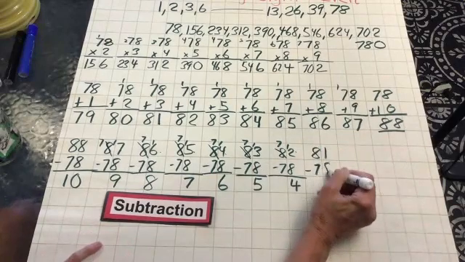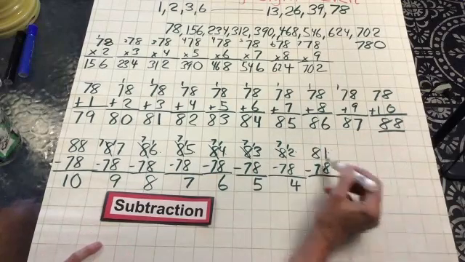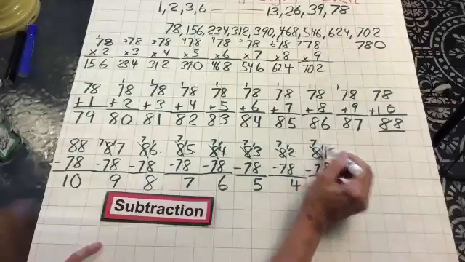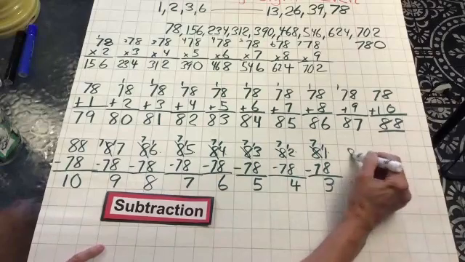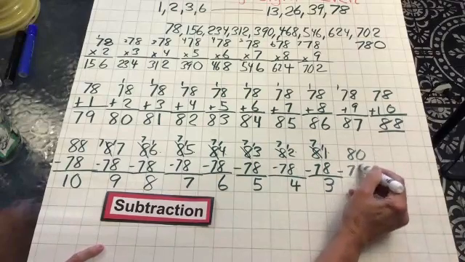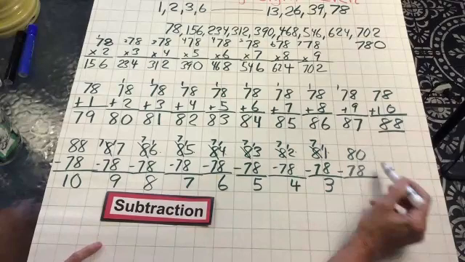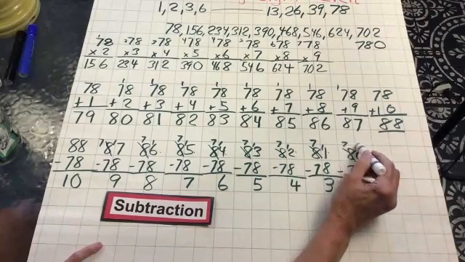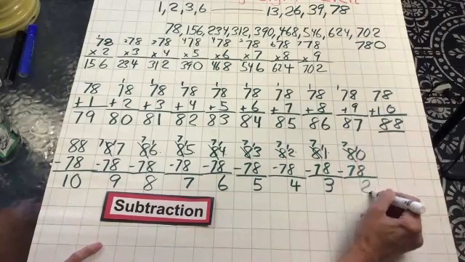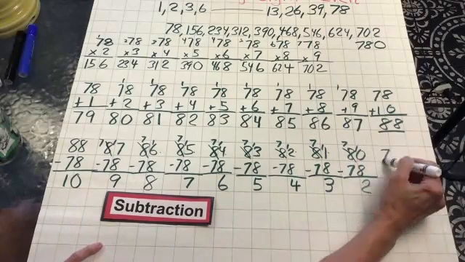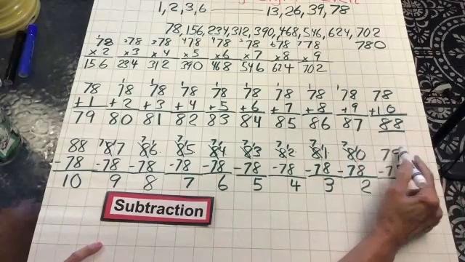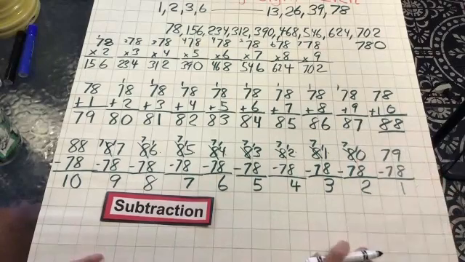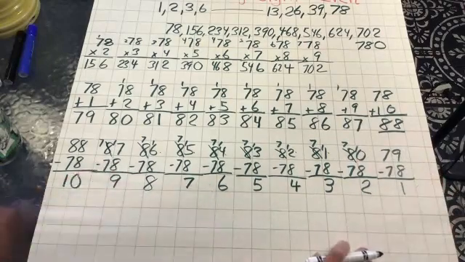81 minus 78. 8 from 1 cannot do. Borrow from the 8, leaving 7, making that 11 minus 8 is 3. 7 minus 7 is nothing. 80 minus 78. 8 from 0, cannot do. Borrow from the 8, leaving 7, making that 10 minus 8 is 2. 7 minus 7 is nothing. 79 minus 78. 9 minus 8 is 1. 7 minus 7, nothing. So there we have it. Our multiplication, addition, and subtraction.